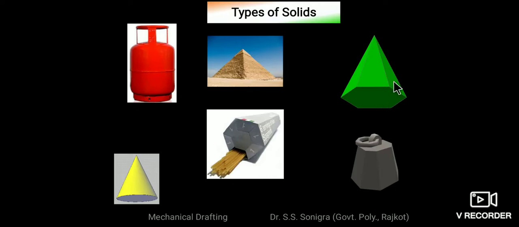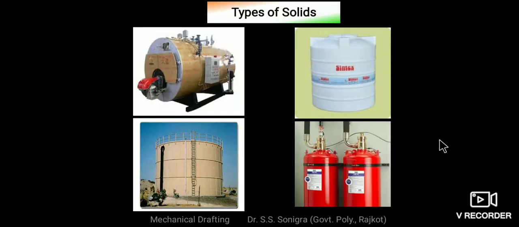This is hexagonal pyramid and these are different regular solid shapes that we see in our day-to-day life. Some more solid shapes. Why I'm showing all these figures to you? Just to show the importance of classification of solids. All these solids can be classified into two main groups. One is polyhedra and another is solids of revolution.